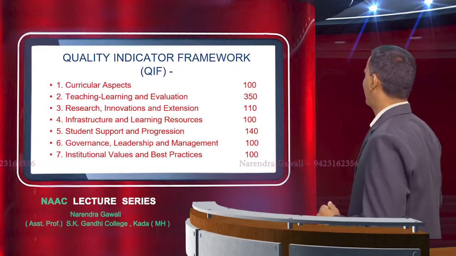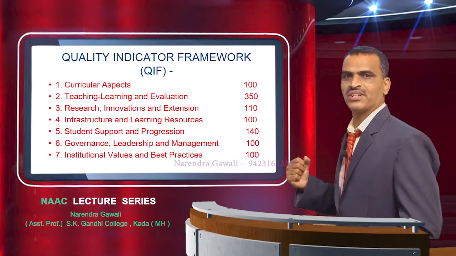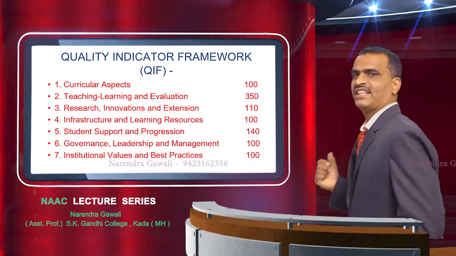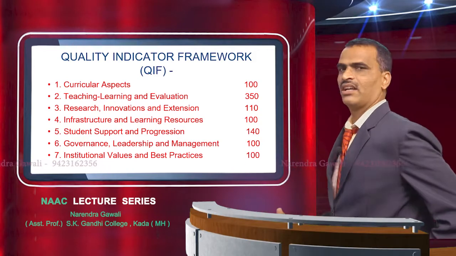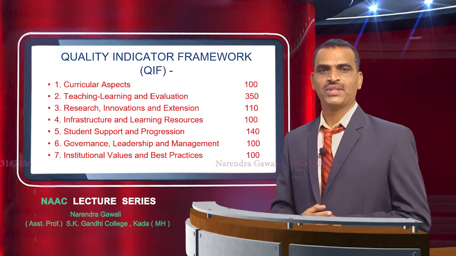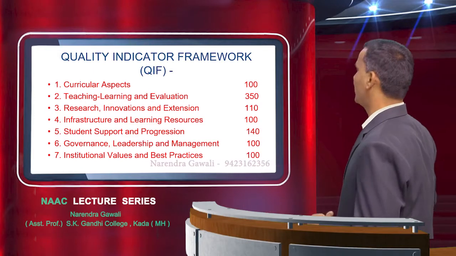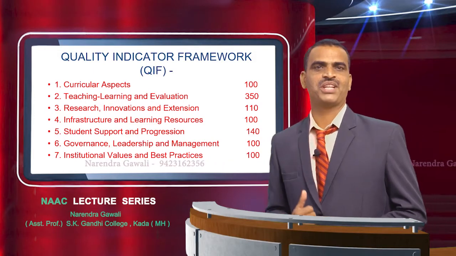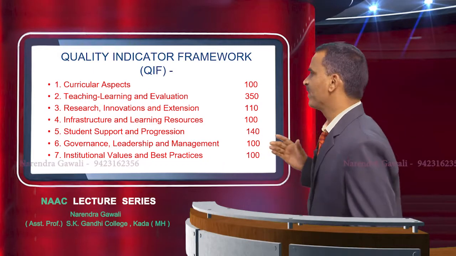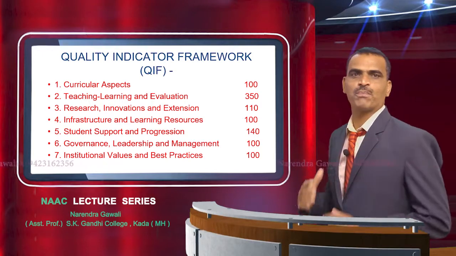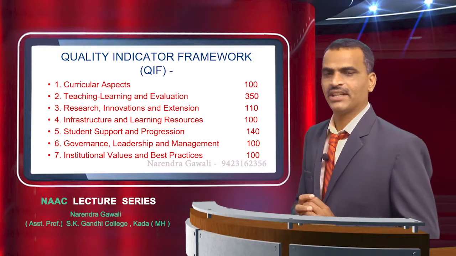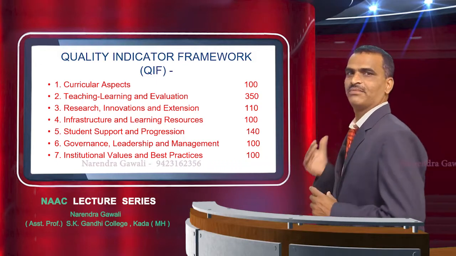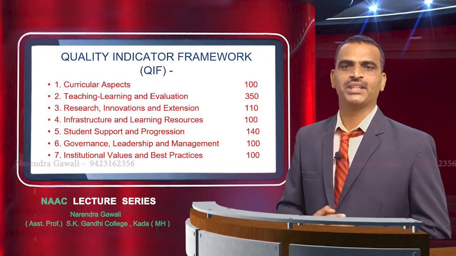Then research, innovations and extension, which has 110 points. Then infrastructure and learning resources, which have 100 weightage. Then the 5th criterion, student support and progression, which has 140 weightage. They have increased this time; they have made it 140.